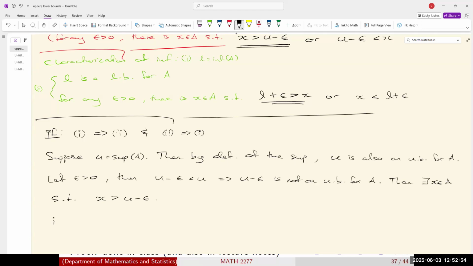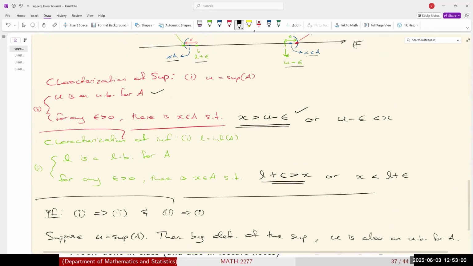Okay, so now we need to prove 2 implies 1. So now I'm going to assume this condition and this condition as true.